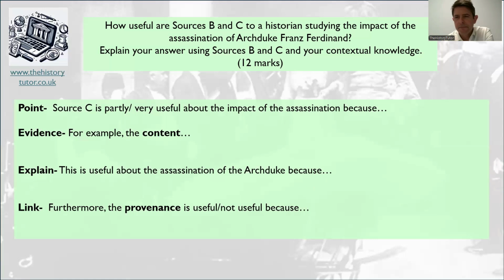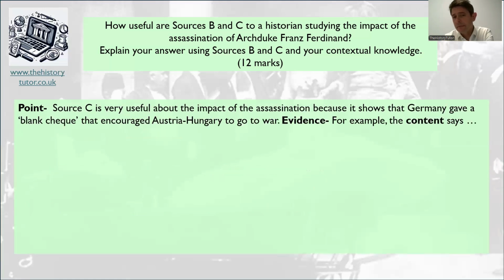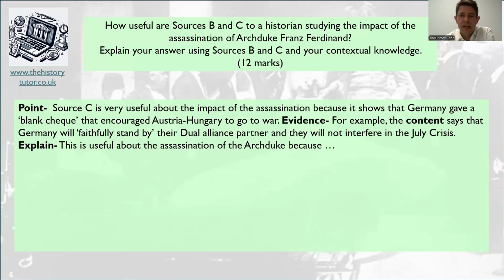Here's my idea. Source C is very useful again about the impact of the assassination because it shows that Germany gave a blank check that encouraged Austria to go to war. Okay, so that's the famous argument, of course, the blank check. So, for example, the content says that Germany will faithfully stand by their dual alliance partner and will not interfere in the July crisis. Okay, so how's this useful about the assassination of the Archduke?